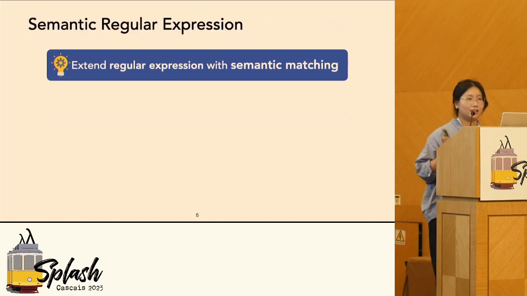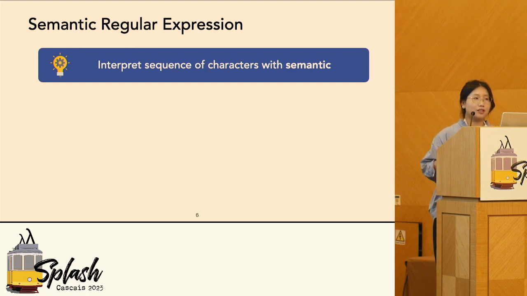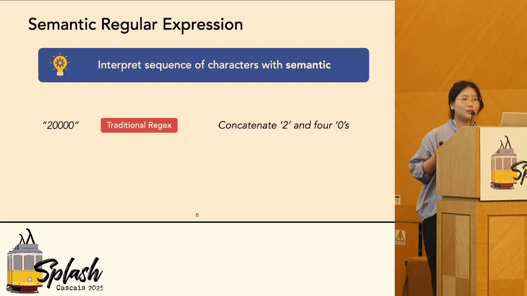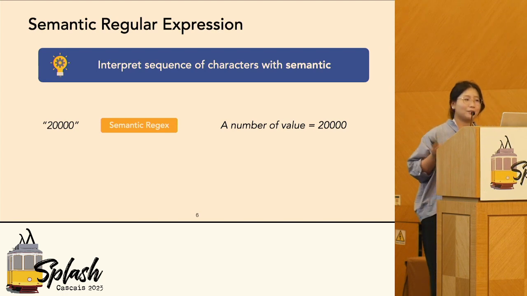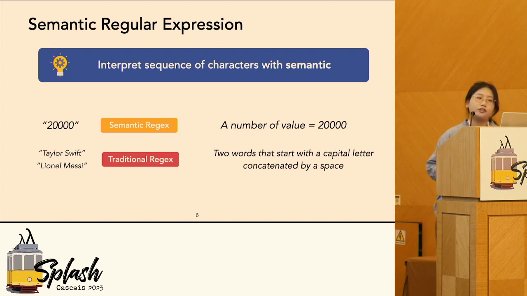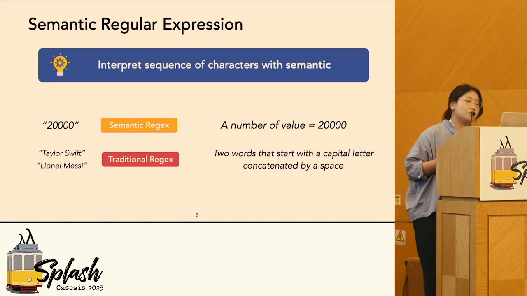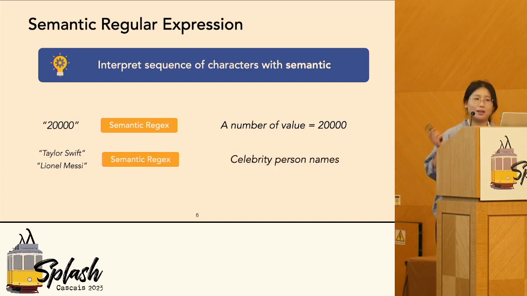The core idea here is to interpret sequences of characters with some semantic meaning. Let's look through two examples. First of all, if we want to match a string that's described as 20K, in traditional regex you might write a program which concatenates 2 with 0s. In semantic regex, this is just a number of value 20K. If you want to match a person name, like Taylor Swift or Lionel Messi, in traditional regex you might write a program which is 2 words that start with a capital letter, concatenated by a space. In semantic regex, that's just going to be a celebrity person name.